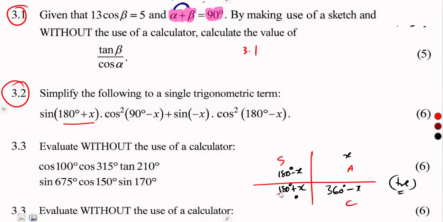This is not for sine. This is a quadrant for tan. So sine is negative. This is going to give us negative sine of x. All right. Then cos squared of, all right, let's ignore the squared, but cos of 90 degrees minus x. This is part of our co-functions.